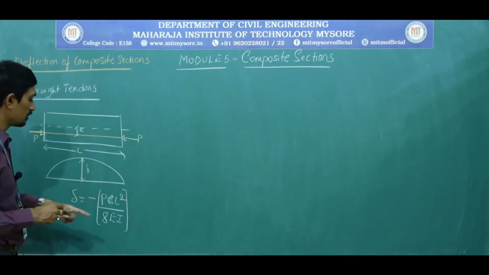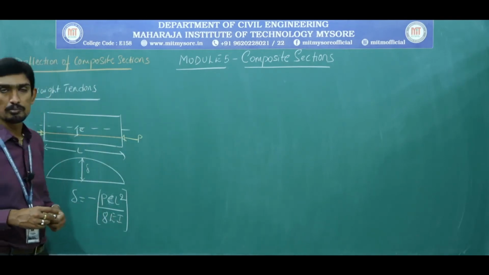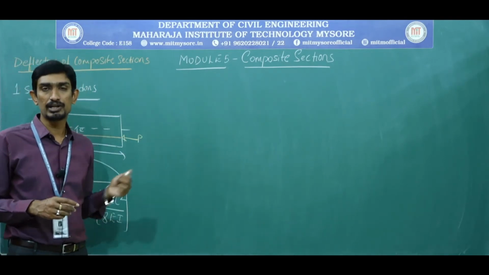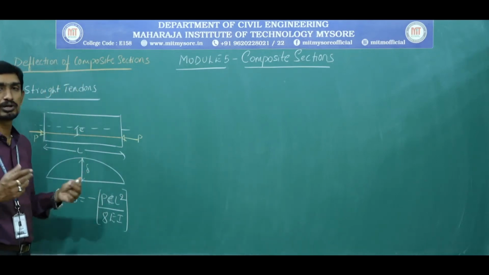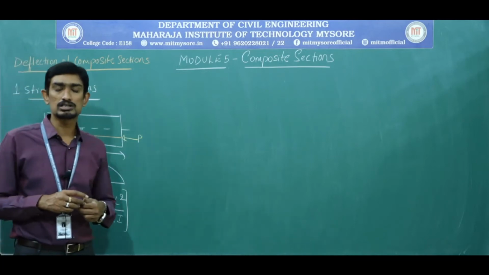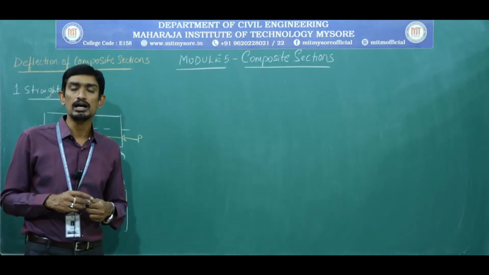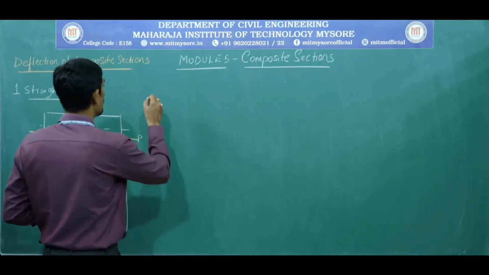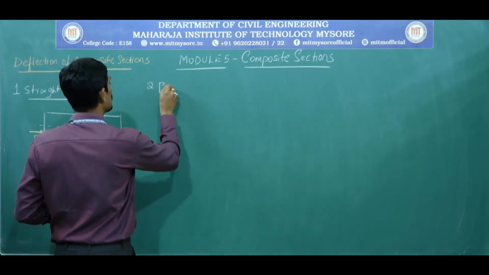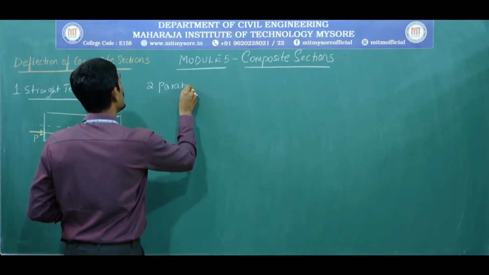Fine. Next, I, you already know, is the moment of inertia of this pre-stressed beam. So this is the formula, and the negative sign indicates upward deflection. Because of the upward deflection induced by the cable, it is negative. So moving on to the next thing, the next is parabolic tendons.